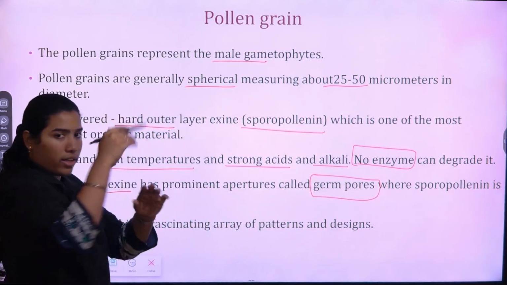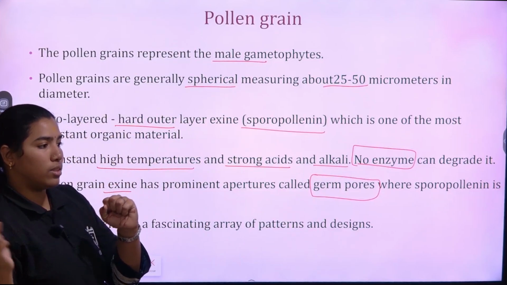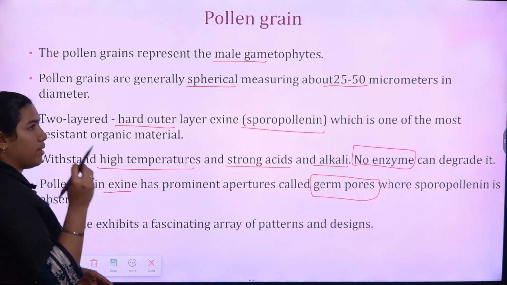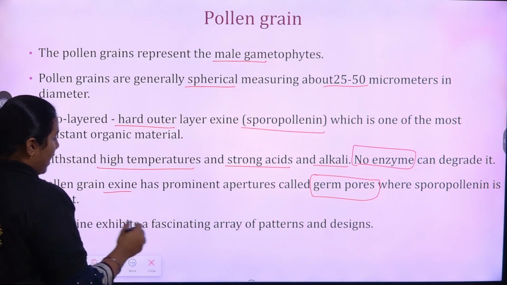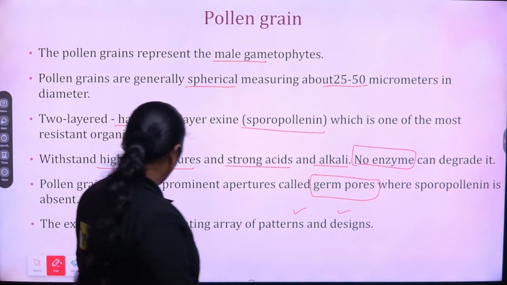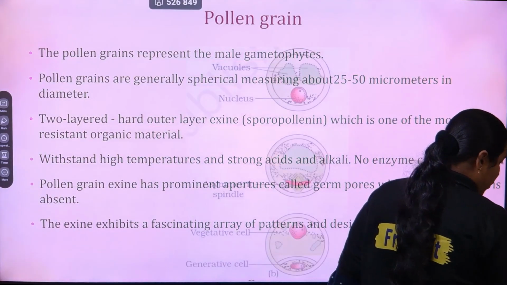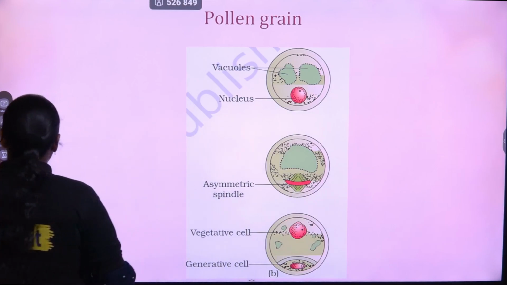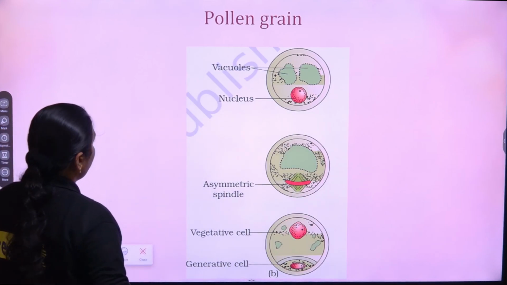The one I was drawing now, when I was drawing, I just removed small portions. That is known as the germ pore. So those germ pores are the gaps present in it. The exine has a fascinating array of patterns and designs. Okay, I hope you understood this. We discussed a lot, so I don't think we need to spend much time. Yes, this diagram is important.